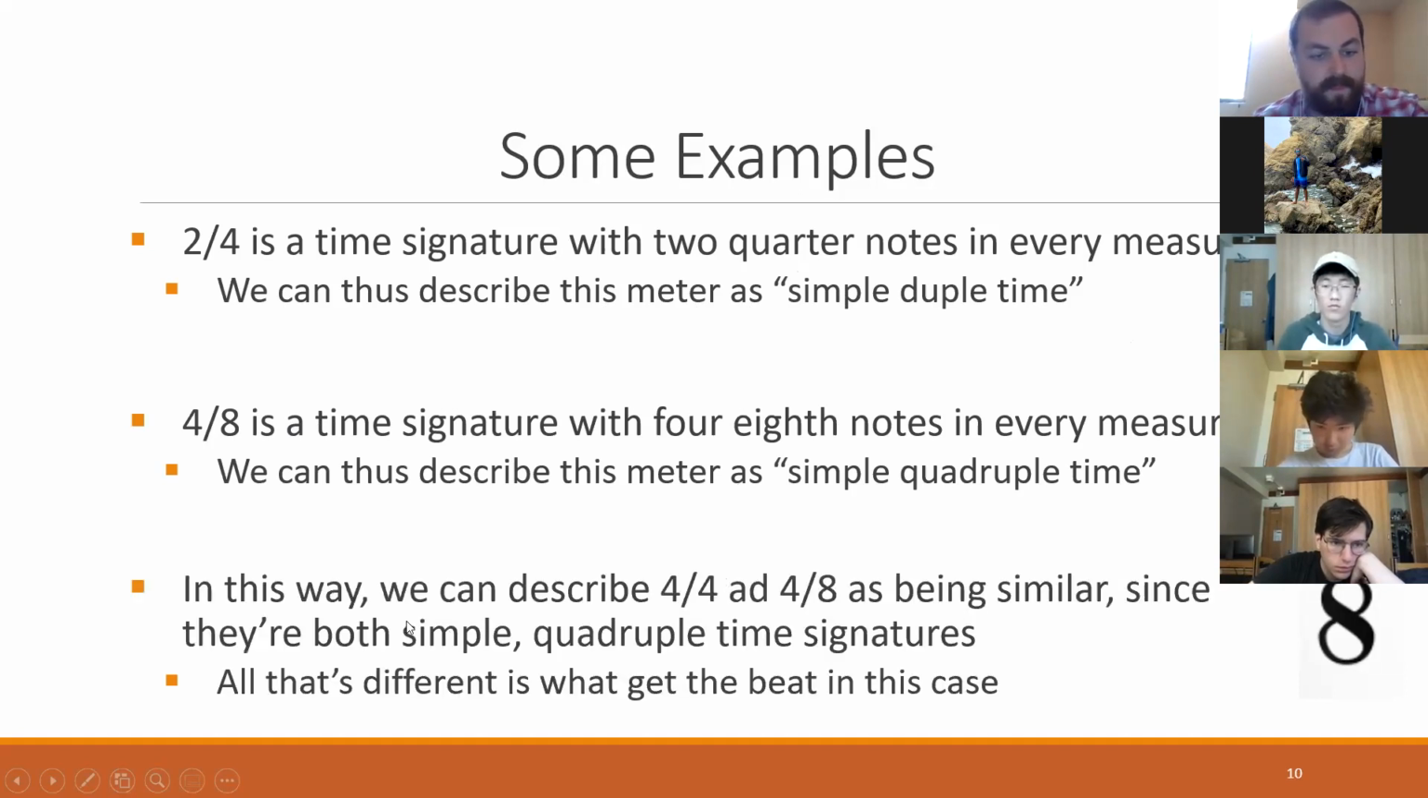In this way, we can describe 4/4 and 4/8 as being similar, since they're both simple quadruple time signatures. Sometimes this will sound that way. You may be listening to a piece of music and think, this is probably in 4/4, and then you find the score and see that it is in 4/8 or something weird instead. Sometimes you can't tell the difference. So this is a way to relate the time signatures we see on the page to what we hear when we're listening to music. In this case, between 4/4 and 4/8, all that's different is what gets the beat. In 4/4, quarter notes get the beat, in 4/8, eighth notes get the beat. It sounds the same, potentially.